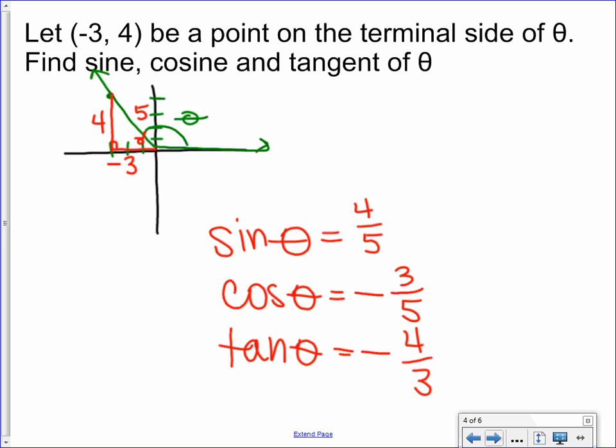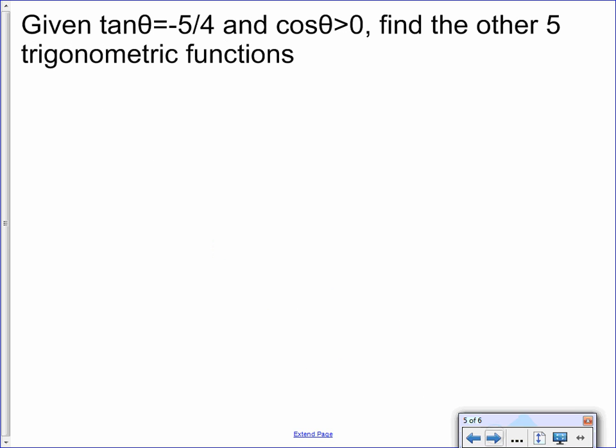You're going to have some problems like this in your homework. You're also going to have problems like this. Given that the tangent is negative 5/4 and the cosine is positive, find the other 5 trigonometric functions.